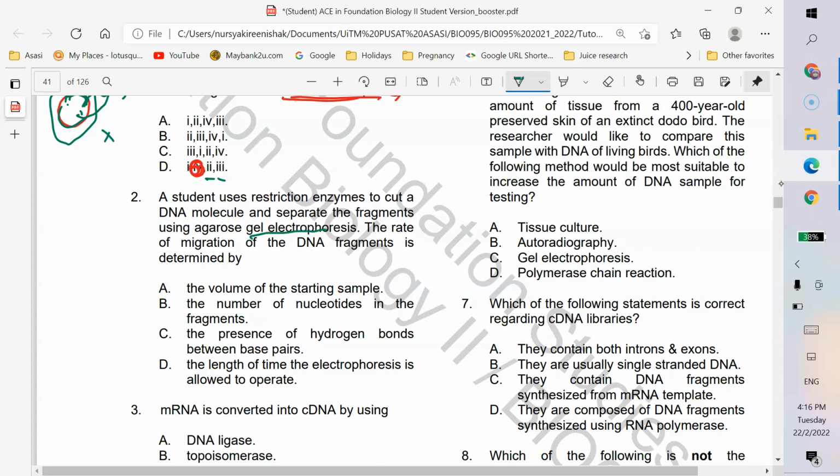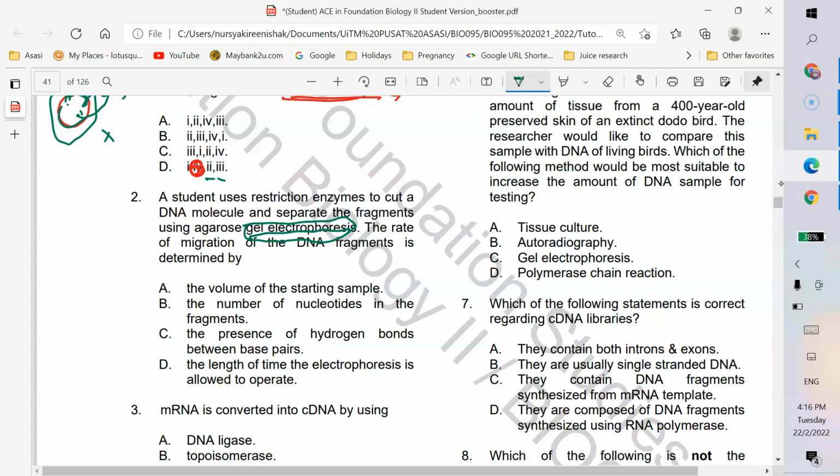What is gel electrophoresis? Before you give me the answer, what is gel electrophoresis? You must understand it. Otherwise we will waste time and not finish discussing the questions for chapter 2. Gel electrophoresis separates DNA according to the molecular size.